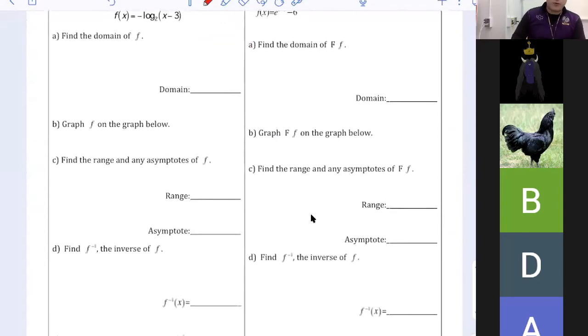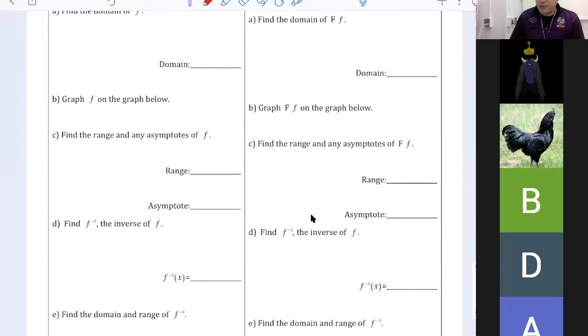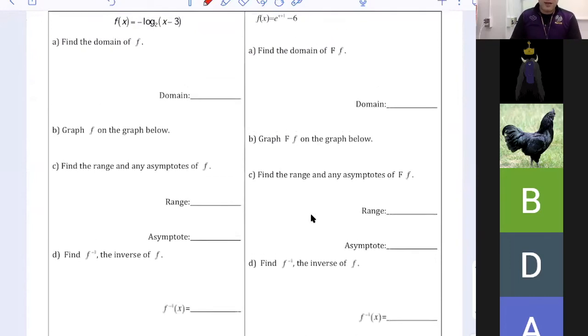So I'm not going to graph any more of these. For graphing, remember, you could just use Desmos. Don't you dare leave them blank. Use Desmos to figure it out.